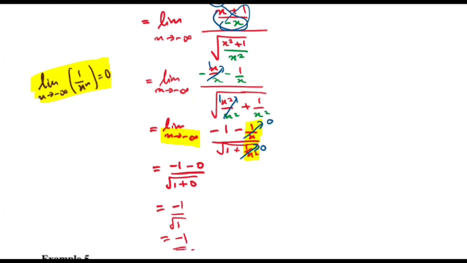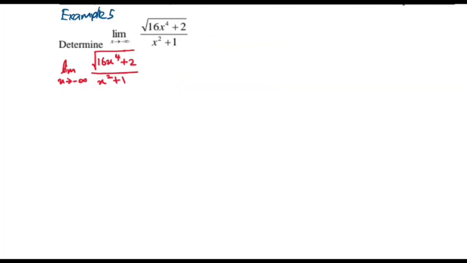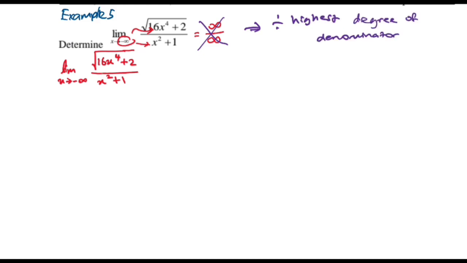Let's look at example 5. Your first step is to substitute the value of x into the function. When you substitute, you get infinity over infinity. Whenever you get that, please remember what you have to do next is divide by the highest power of the denominator. Look at your denominator. What is the highest power of the denominator? The highest power is x to the power 2. So divide everything by x to the power 2.